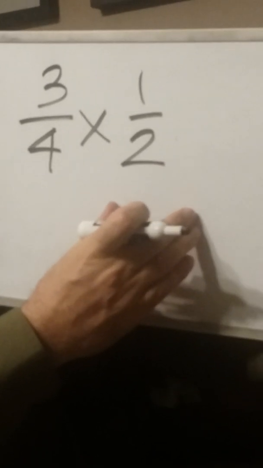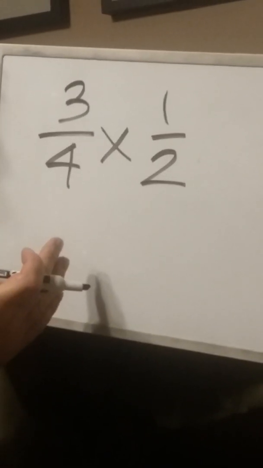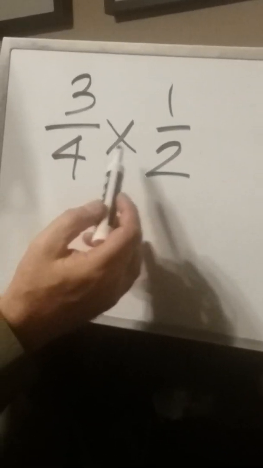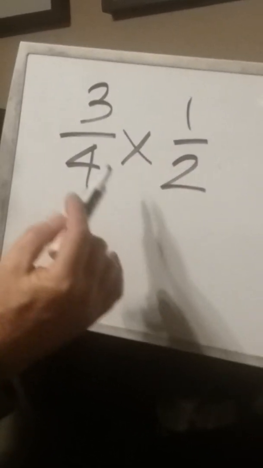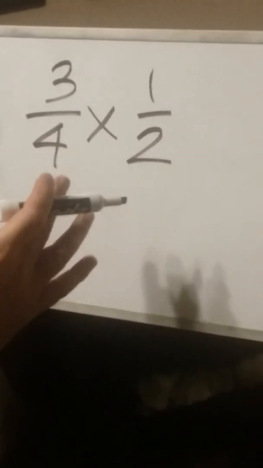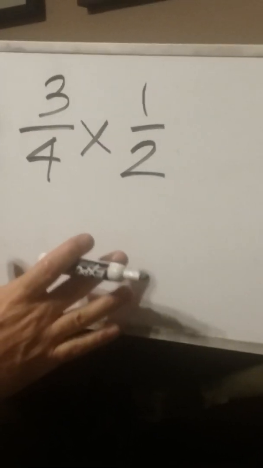What's wonderful about fractions is not only does it represent a part, but this actual fraction here, 3/4, represents a division problem. So we're actually doing 3 divided by 4 times 1 divided by 2. Multiplication and division work so well together, and as you're going to see in this example, we can actually rewrite and reconfigure this problem so it becomes a little bit easier to solve.